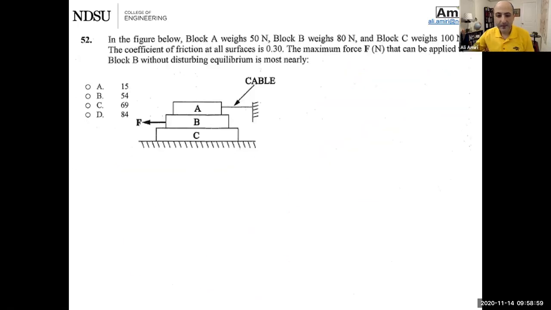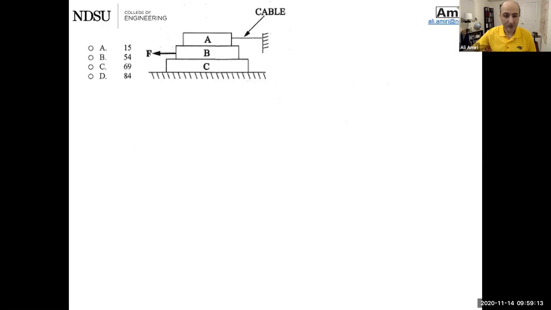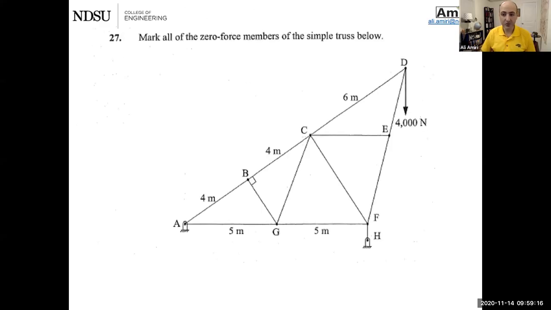Okay. So let me skip this one. This is a long problem. I want to get to trusses and stuff. If you get time, we'll definitely get back to this one. This is a friction problem, but I'll give you the answer if you want. Okay. Mark all of the 0 force members of the simple truss below.